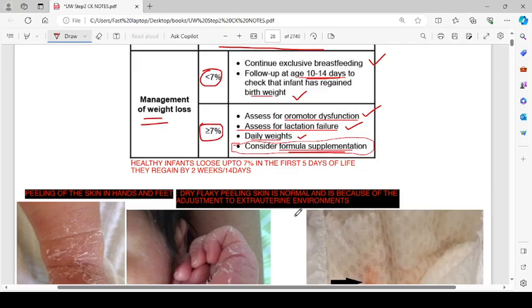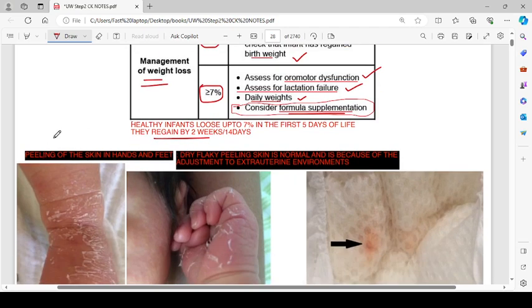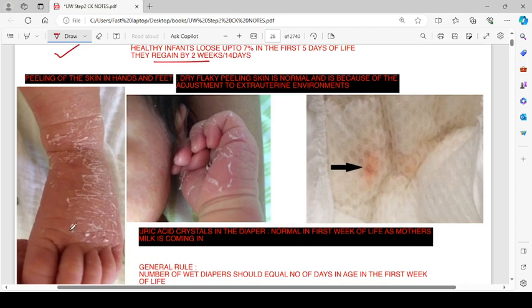Here you can see that healthy infants lose up to 7% in the first 5 days of life, and they regain it by 2 weeks, like 14 days. So this is peeling of the skin of hands and feet. This can happen in certain disorders, we'll see which ones. Dry, flaky, peeling skin is normal and is because of the adjustment to the extrauterine environment.